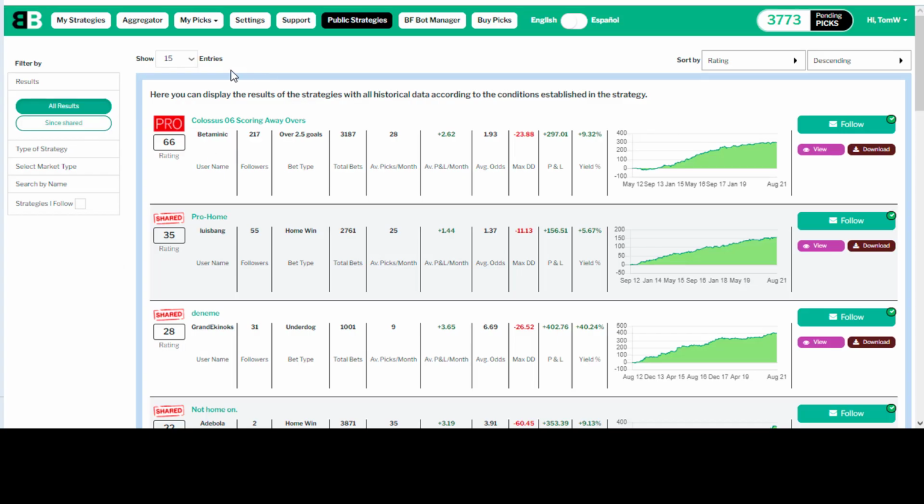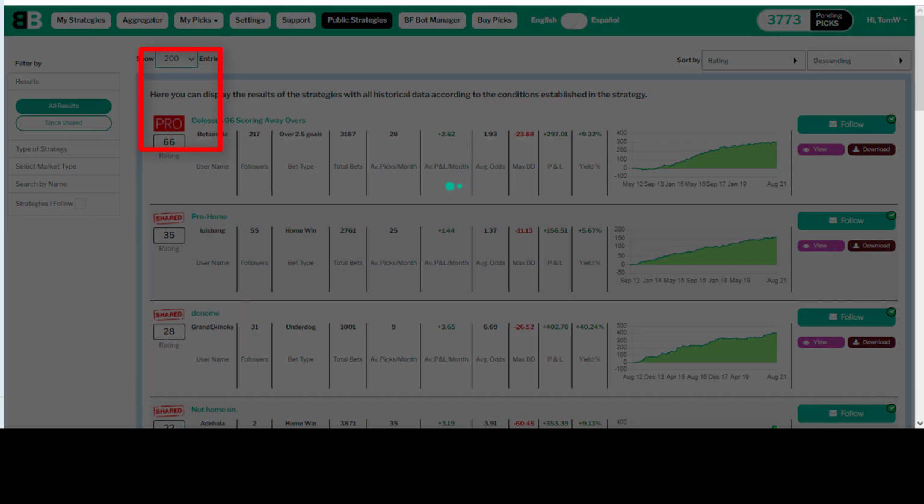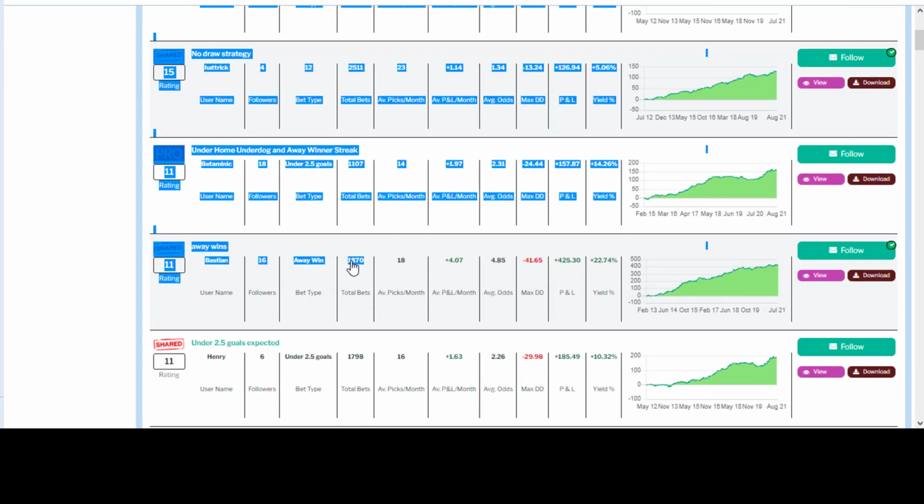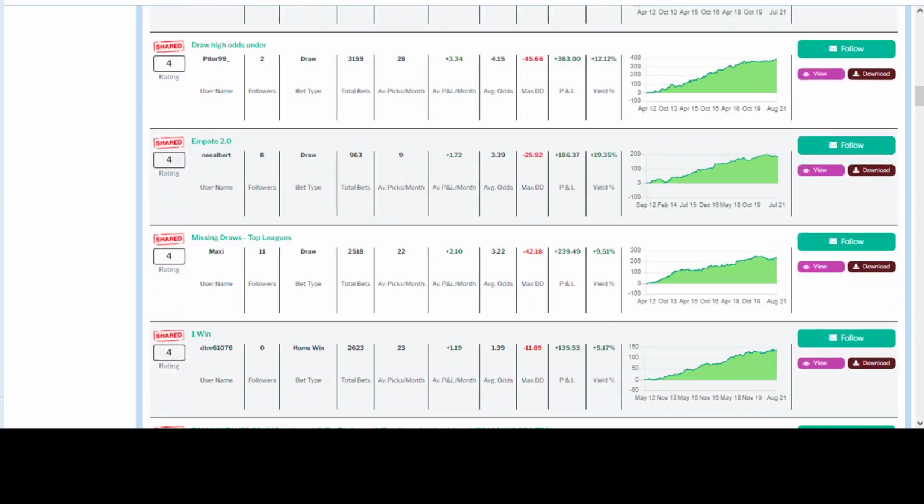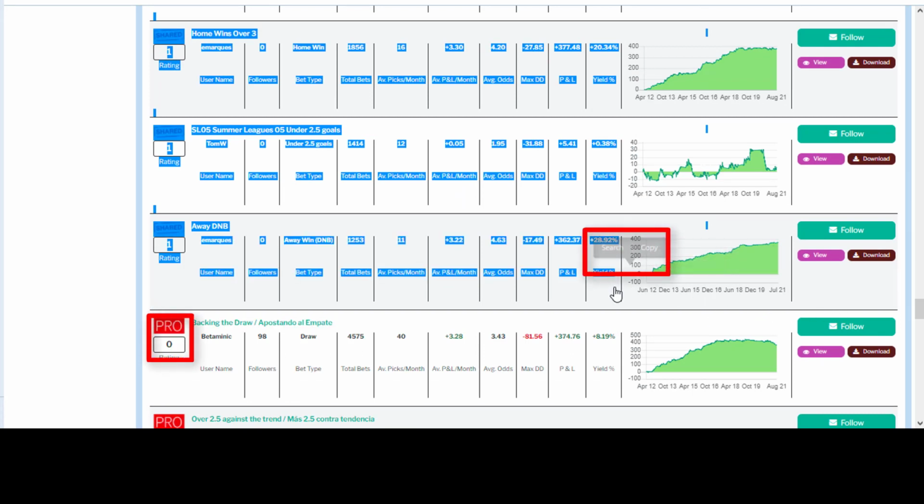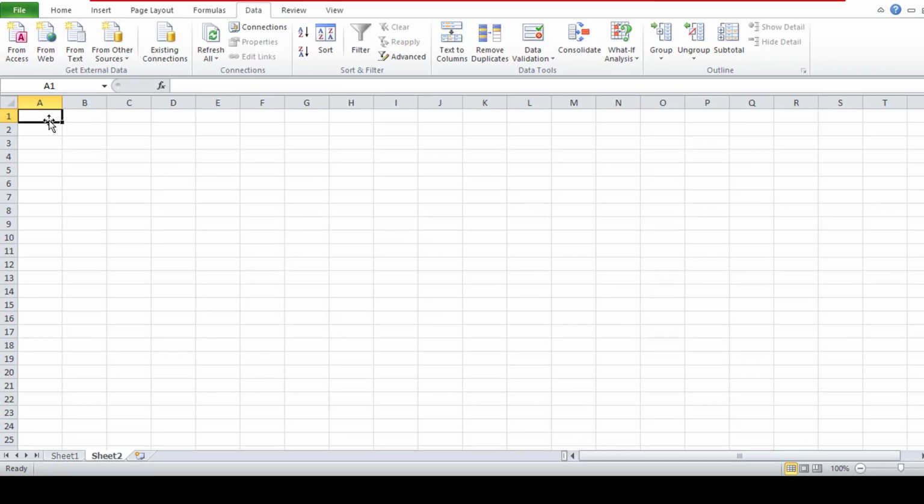In the Betamin Builder, click on the Public Strategies area and select to show 200 strategies. This allows you to capture all the data you will need in one go. Left-click on the screen and drag down to the bottom. Then I stop when I get to a rating of 0, because anything with a rating under 1 is not in profit since they've been shared.